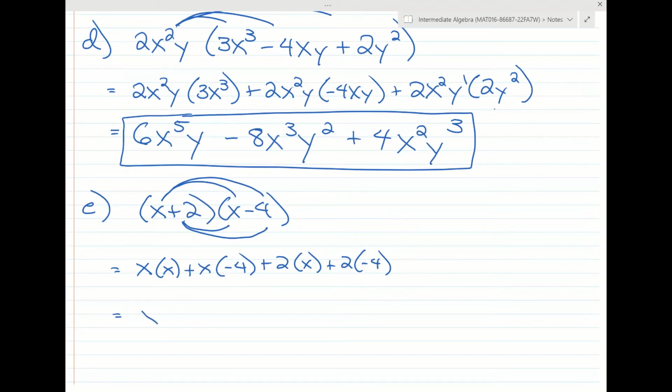X times x is x squared minus 4x plus 2x minus 8. This is just x squared minus 2x minus 8.